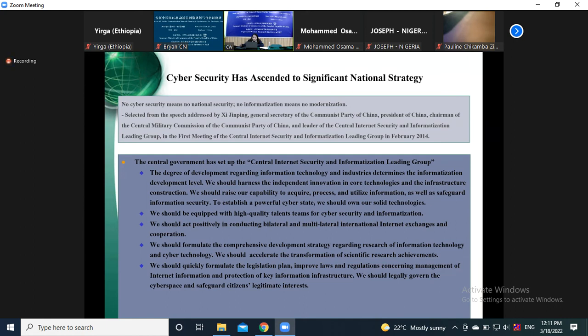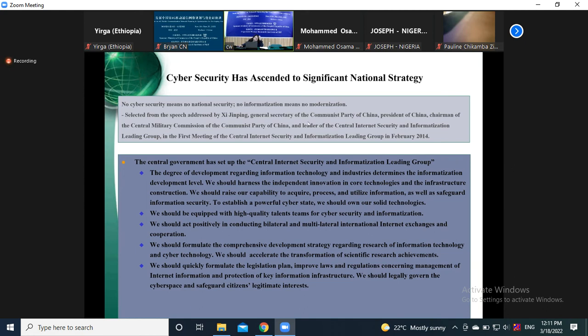Ensuring international governance of cyberspace is the inevitable choice and direction of the international community. And the last one is nationwide mobilization. Okay, let's go on.